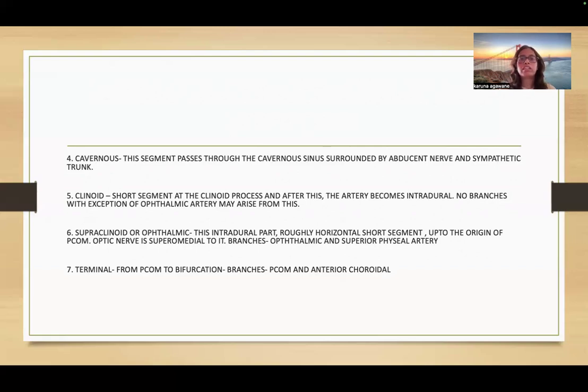Then the artery courses a little upwards, known as the supraclinoid segment or ophthalmic segment, as it gives off the ophthalmic artery, which is a very important branch supplying the orbits. Then the 7th segment is nothing but the terminal tip of the artery, which then bifurcates into the anterior and middle cerebral arteries. This terminal segment also gives off the posterior communicating artery and anterior choroidal artery.